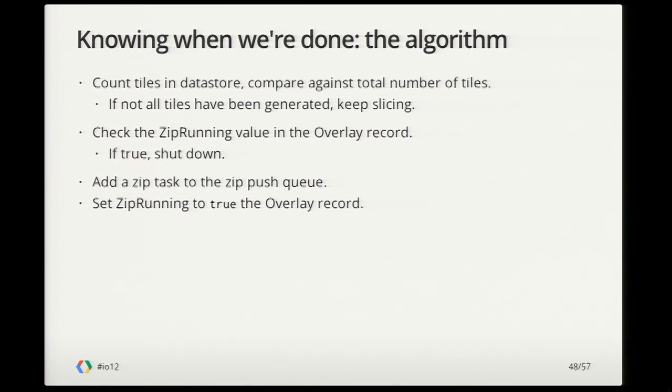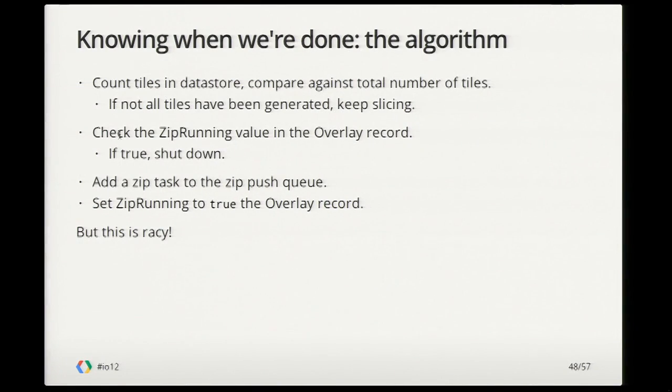Otherwise, we check the zip running value in the overlay record. Actually, sorry, I omitted that from the slide. There's actually a Boolean field in our overlay struct that indicates whether we've created a zip task or not. And if a zip task is already running, then we're good to exit and shut down the slice task. But if neither of these two conditions have been fulfilled, it means that all the tiles have been generated. It's time to start zipping up the tiles. And so we add a task to the zip push queue, and then we set the zip running flag to true in the overlay record and put it back into the data store.